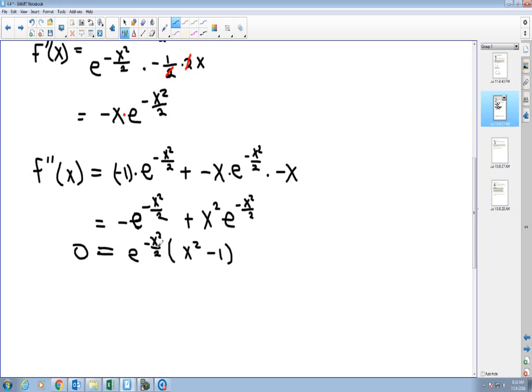If I set the factor e to the negative x squared over 2 equal to 0 and solve for x, and then x squared minus 1 is x plus 1 times x minus 1.